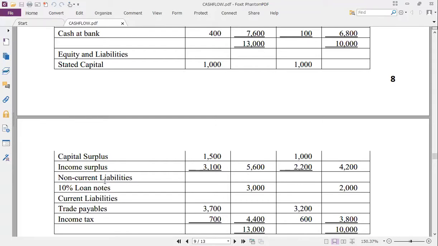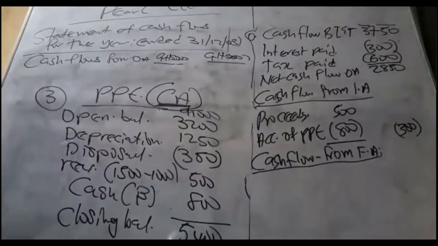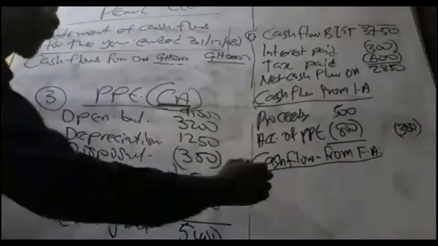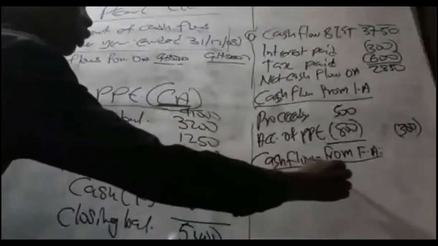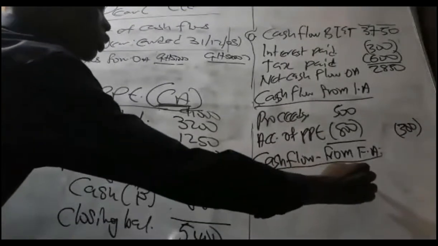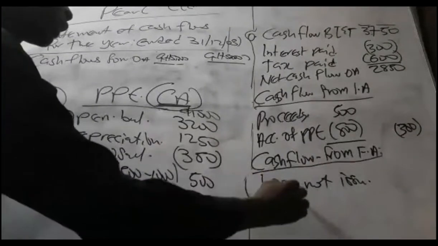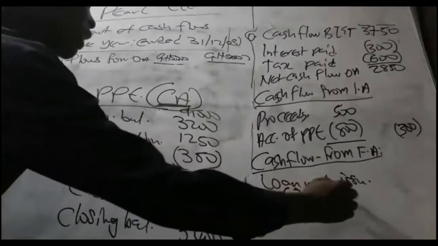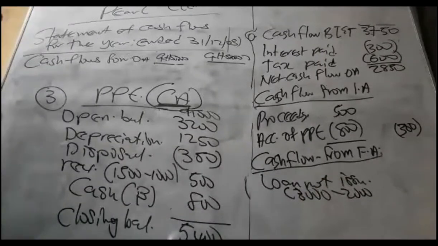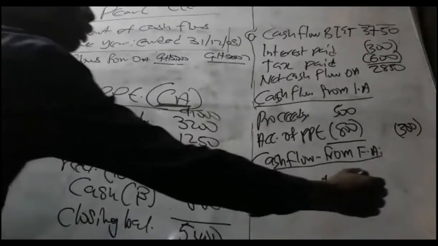So let's go to non-current liability. Loan note, it has increased by what? 1,000. So additional loan note issued. Tell the examiner that loan note issued. Don't worry, open a bracket, tell the examiner that the balance at the end is 3,000 less the balance at the start. Loan note, so that gives us 1,000, right?